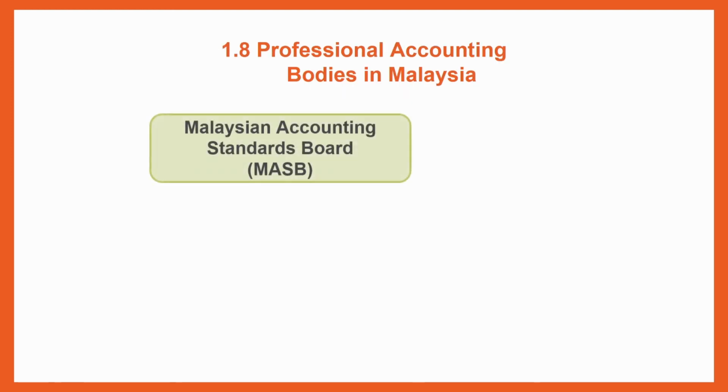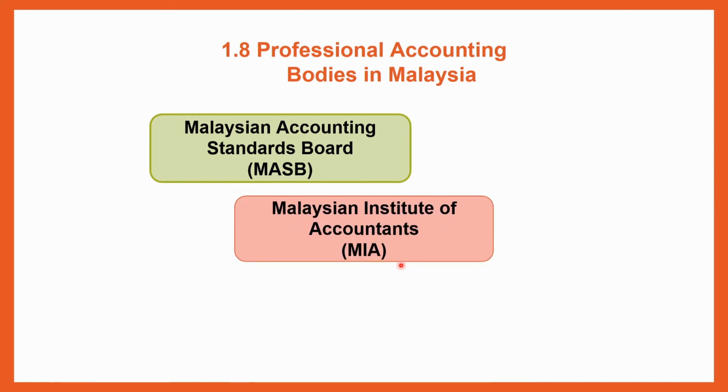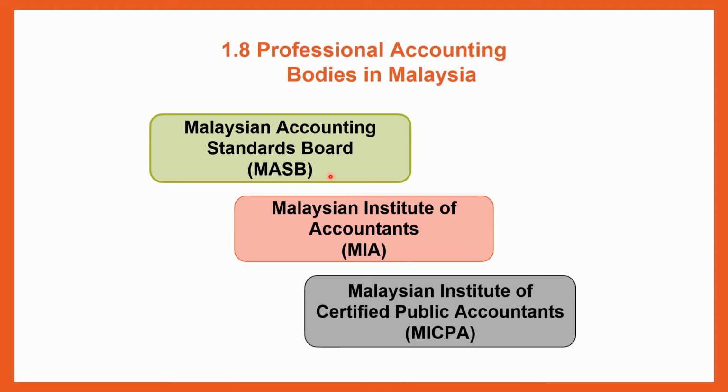And we look at the professional accounting bodies in Malaysia. So there are three professional accounting bodies in Malaysia. The first one, Malaysian Accounting Standards Board, MASB. Number two, Malaysian Institute of Accountants, MIA. And the third one, Malaysian Institute of Certified Public Accountants, or MICPA.